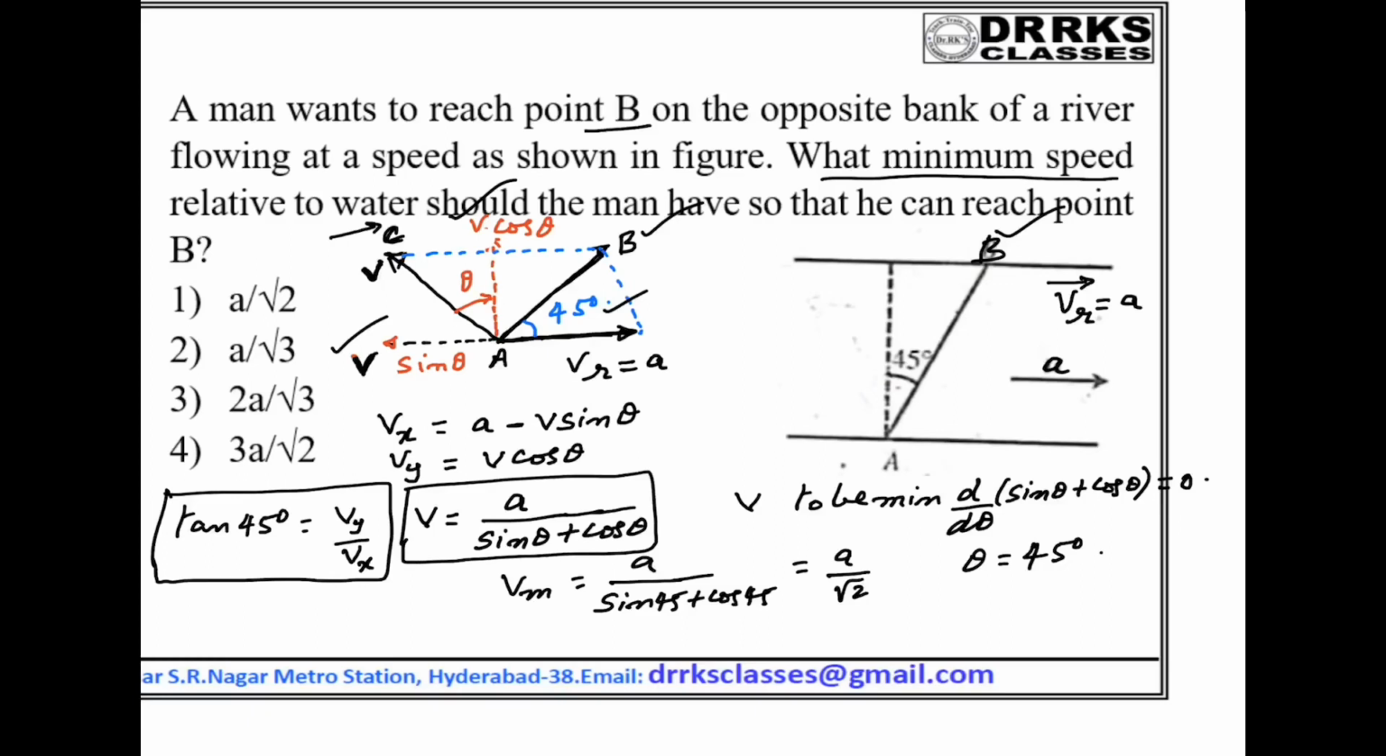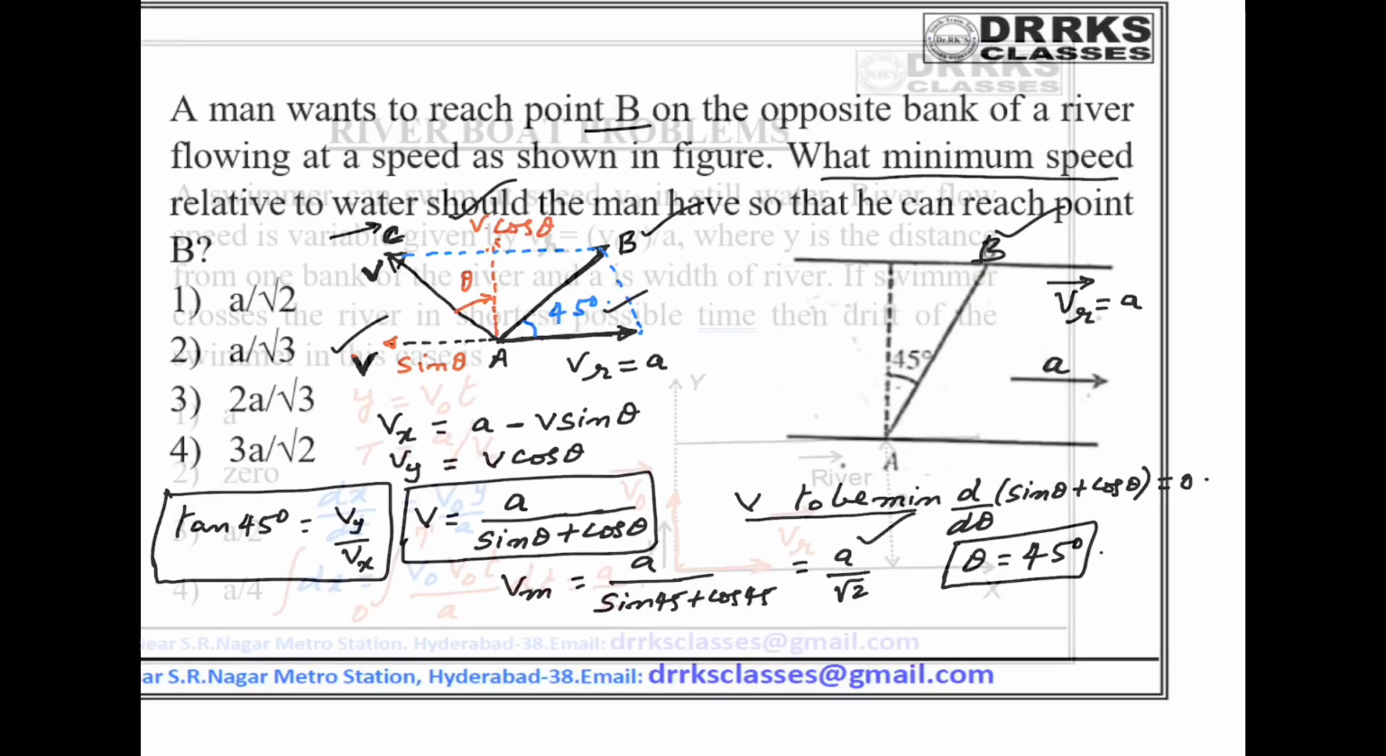For V to be minimum, the denominator sin theta plus cos theta should have the maximum value. So we know from maxima and minima, for V to be minimum, d by d theta of (sin theta plus cos theta) must be equal to 0. That is the condition for maxima. Then theta is equal to 45 degrees. If you differentiate and find theta, then substitute theta equal to 45, you will get the velocity of the man must be equal to A by root 2.